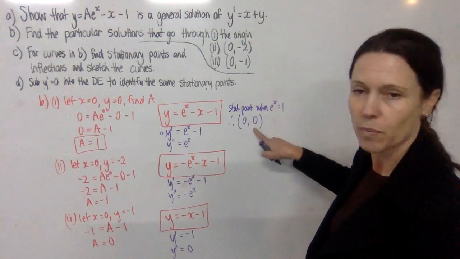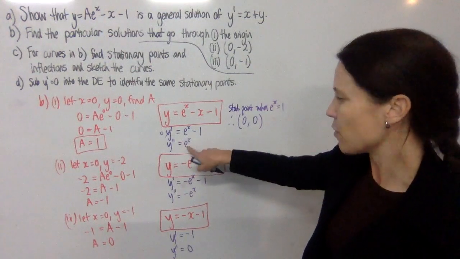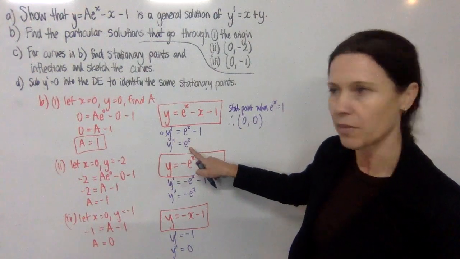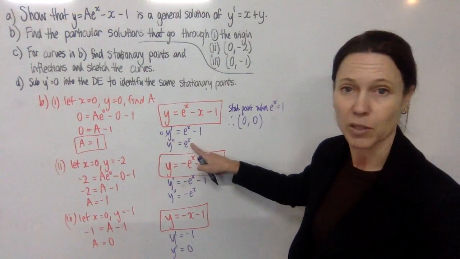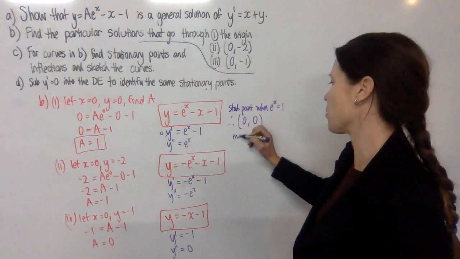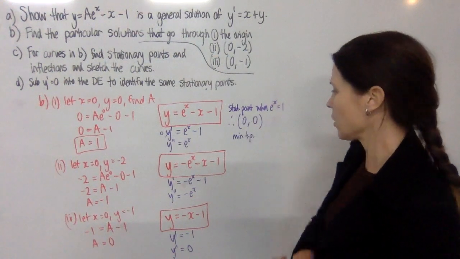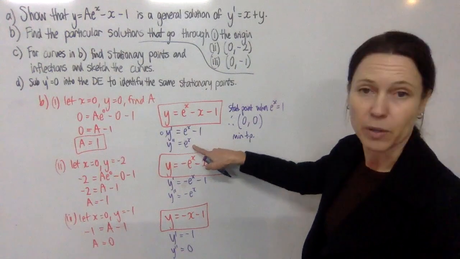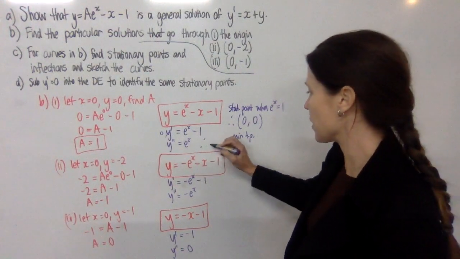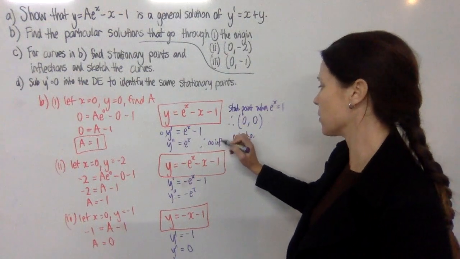Now, what sort of stationary point will it be? Well, we can tell from this curve here that no matter what x value we put in, the second derivative is going to be positive. So that tells us that this is a minimum turning point. And we'll also see that there's no inflections because we can never let the second derivative equal 0. So we can put here no inflections.